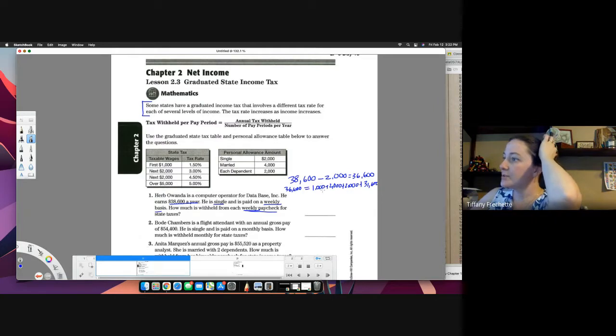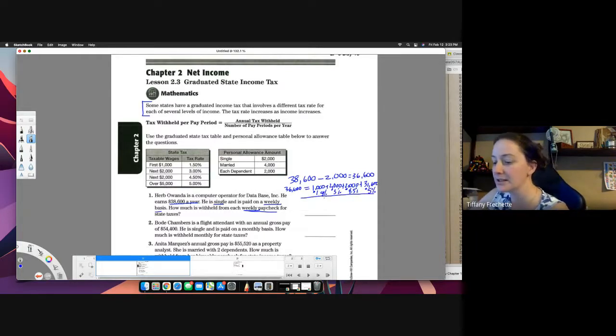All right, so each piece is multiplied a different amount. The first 1,000 is 1.5%. This first 2,000 is 3%, so we're going to multiply it by 3%. This second 2,000 is 4.5%, so we'll multiply by that. And then this big chunk here is 5%. All right, so we're going to multiply each piece and we're going to bring it down.